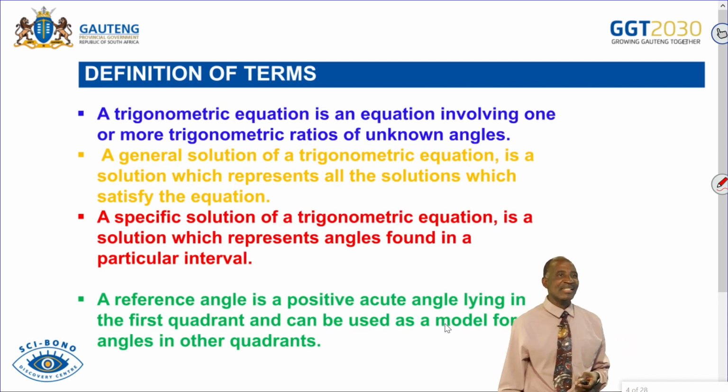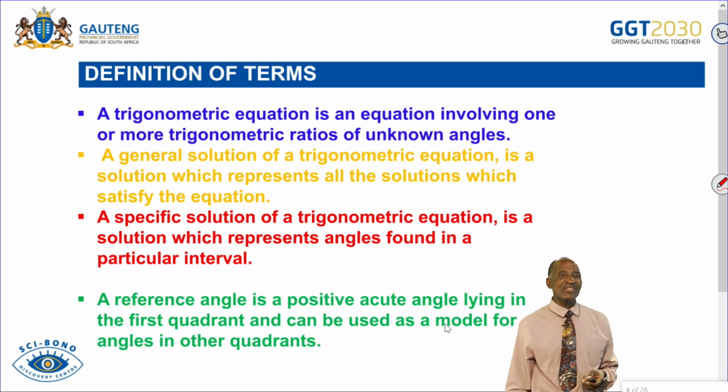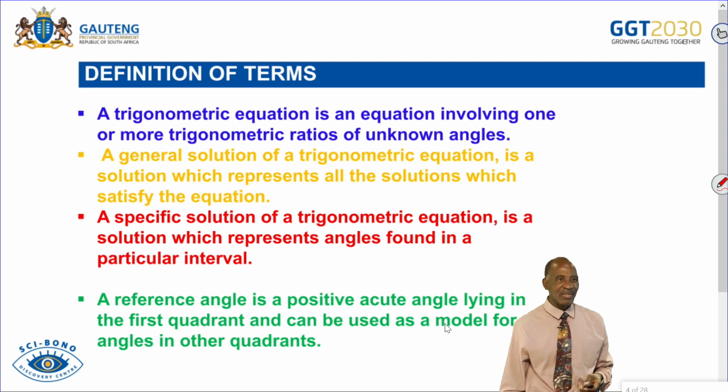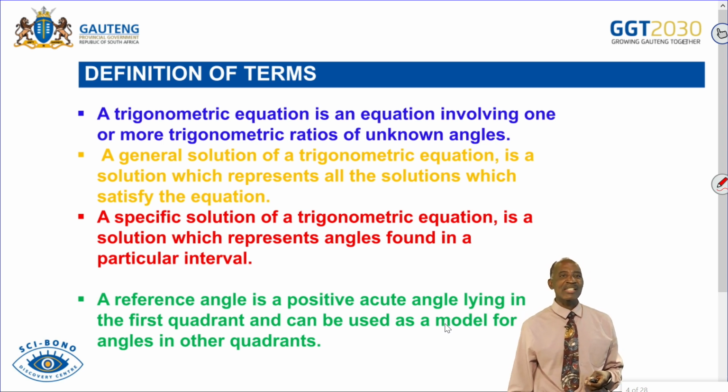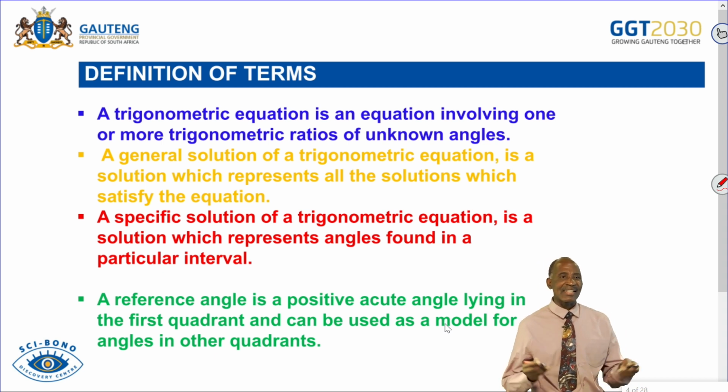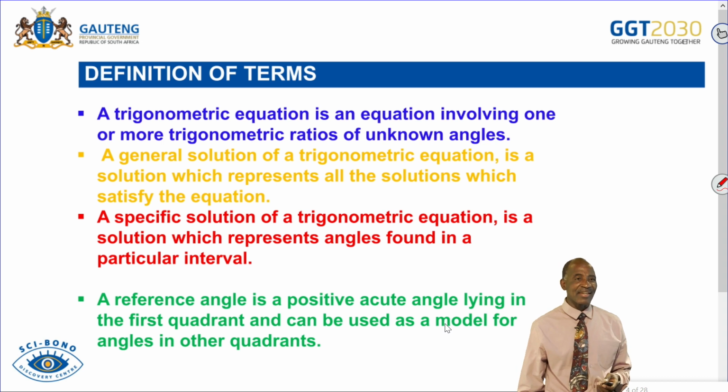By definition, a trigonometric equation is an equation involving one or more trig ratios of unknown angles. A general solution of a trigonometric equation is a solution which represents all the solutions which satisfy the given equation. A specific solution of a trigonometric equation is a solution which represents angles found in a particular interval. Here we are not looking at all the angles that satisfy the given equation. We are going to be given a specific interval, for instance, from minus 180 degrees to 380 degrees, and we ask which angles can satisfy this given equation.